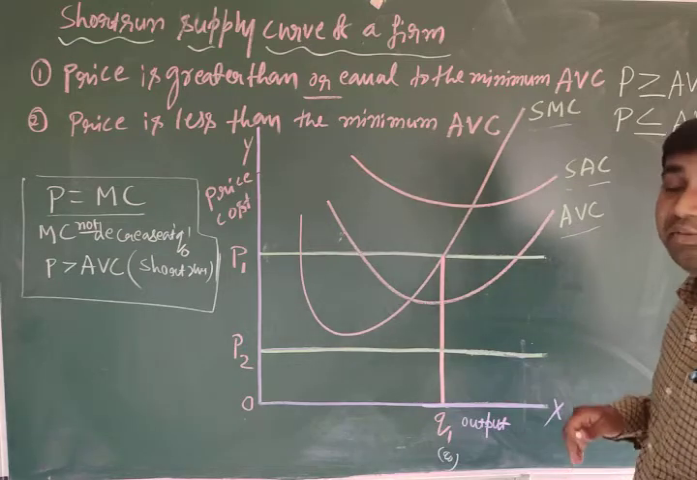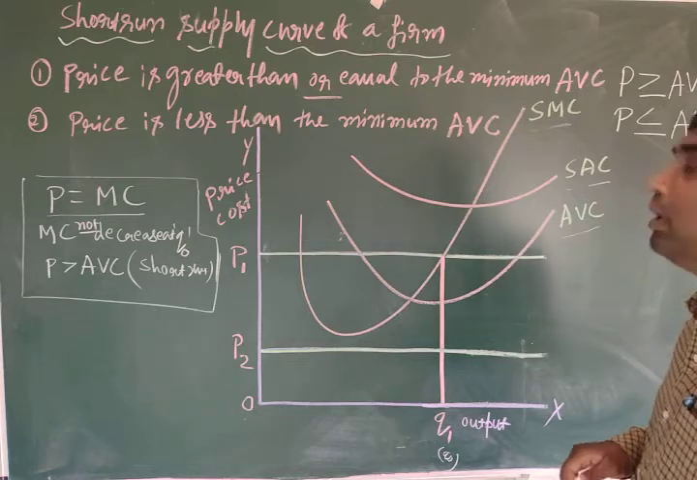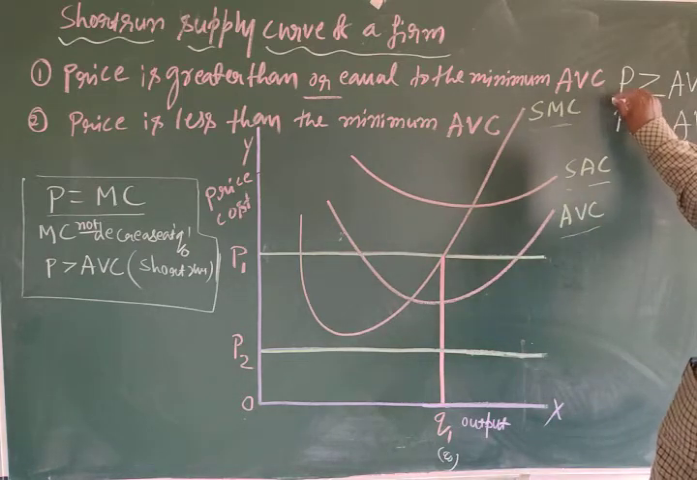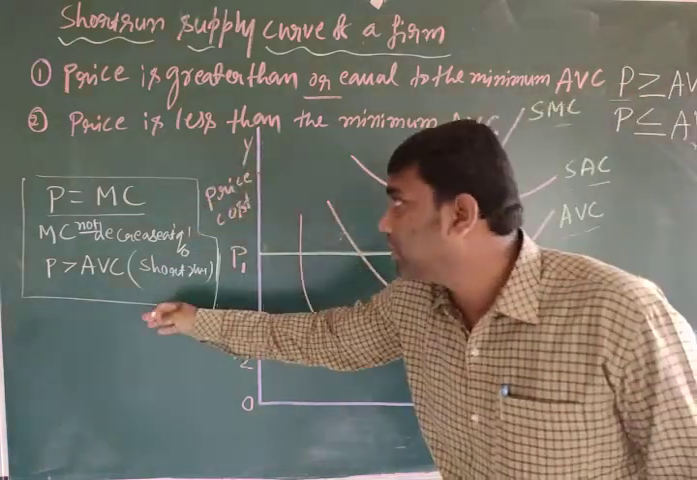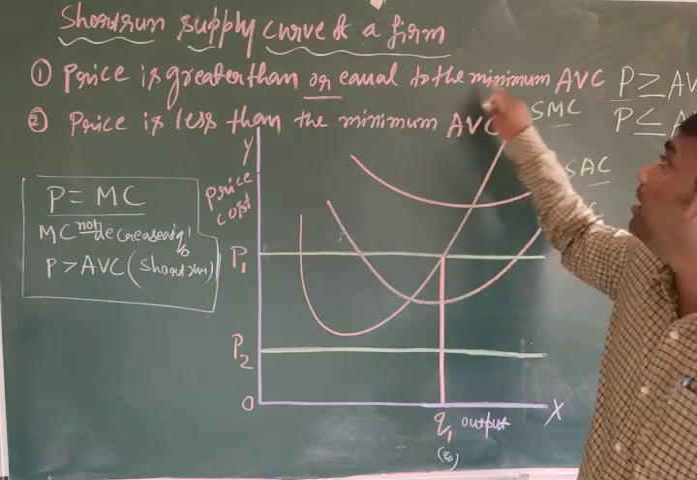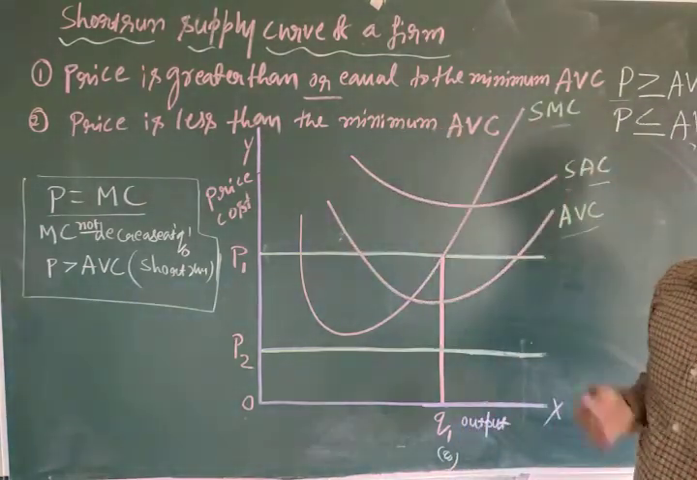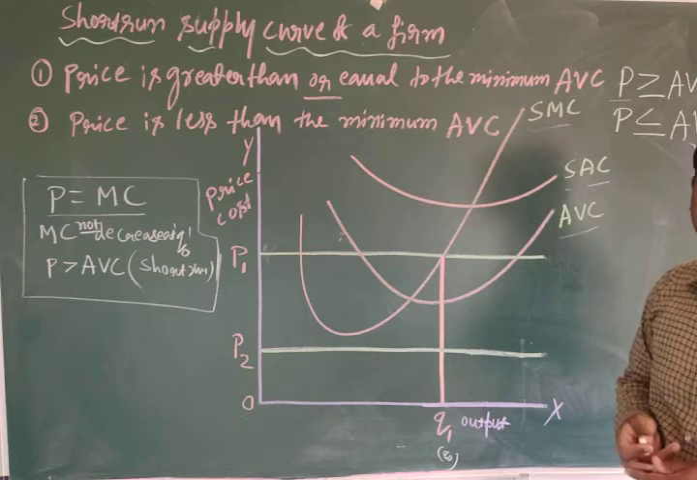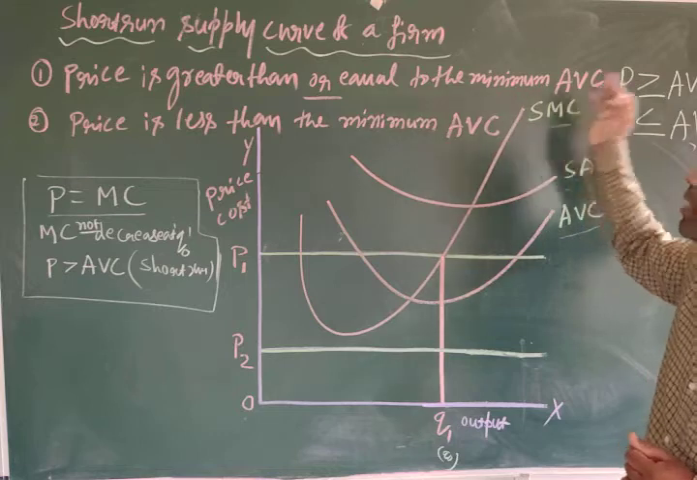We have to identify which quantity will provide profit maximization to the firm by fulfilling these two conditions. What will happen by fulfilling these conditions? When the price is greater than or equal to the minimum AVC, what will happen? When the price is less than the minimum AVC, what will happen? What about the quantity? What about the profit? We have to observe. So the first condition: price is greater than or equal to the minimum AVC.